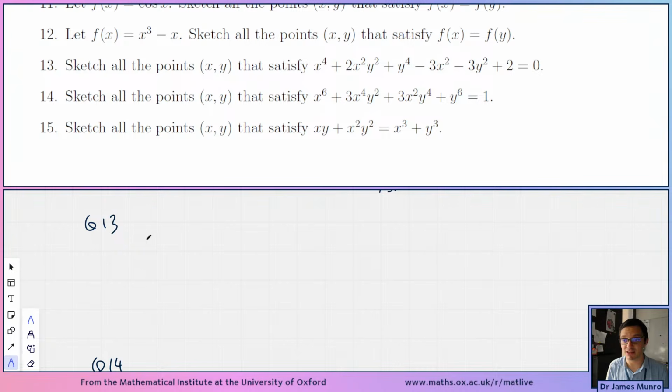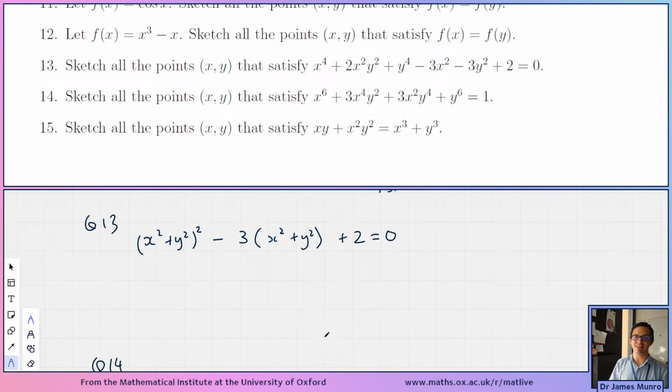When I see that, I'm thinking about x squared plus y squared, squared, because that's how you get 2 times x squared y squared, as well as the x to the 4 and y to the 4 terms. And then I see the next terms and I think, aha, this is this, isn't it? With another x squared plus y squared, multiplied by minus 3, and plus 2 is equal to 0. So I see this is a quadratic, a hidden quadratic, I suppose, for x squared plus y squared.